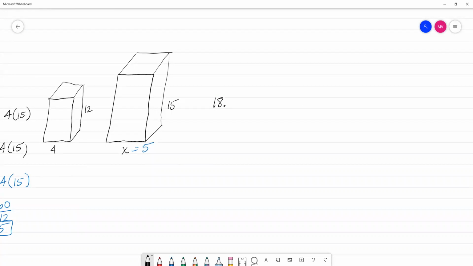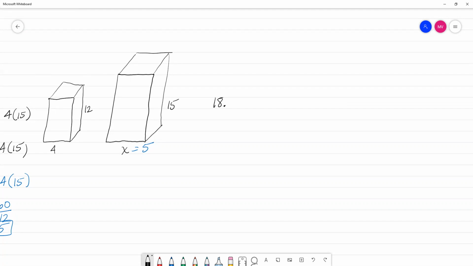Number 18 says, if the top of the larger figure has an area of 100, what is the area of the top of the smaller figure? So we're looking for the area of the base. Now with these being cylinders, sort of, they're like prisms. The bases are the same size. So you would call this just the top base and the bottom base, still a base.